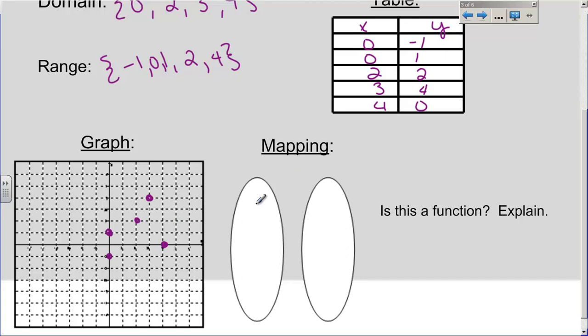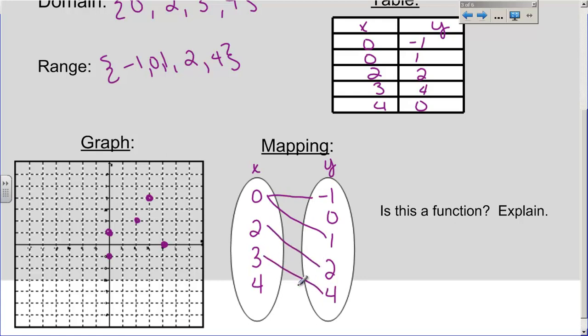But when I put it in a mapping, these are X and these are Y. And so I have 0, 2, 3, 4, because that's what I wrote as my domain. And then my Y, over here, I have negative 1, 0, 1, 2, and 4. That's my range. And then I just connect them. 0 goes with negative 1, 0 goes with 1, 2 goes with 2, 3 goes with 4, and 4 goes with 0.